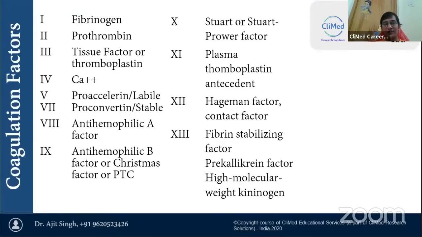After factor 3, these are the important factors. Factor 5 is proaccelerin, or labile factor. Remember, only two factors, 5 and 10, can convert factor 2 into 2A. Factor 4 is calcium ions. In the coagulation cascade, if calcium ions participate, they must be named as a factor, because every factor has a name. So calcium ions are coagulation factor 4.